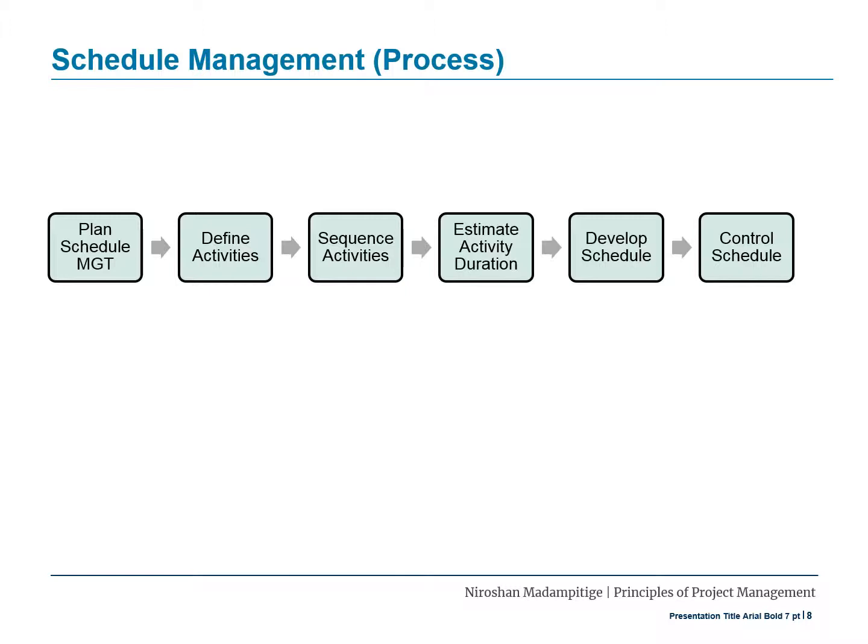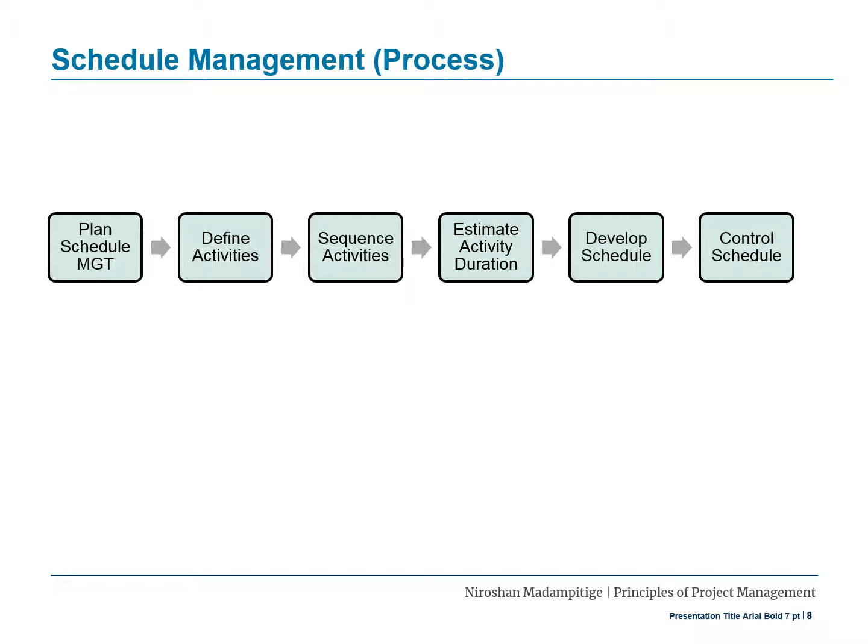The next process is define activities. Once you have a list of activities defined, the next thing is sequence activities. In the sequence activities process, you're going to list down all the activities for the given project in the right order. Also, you're going to define relationships between each and every project activity. Once you have done that and arranged them in the right relationship, the next thing is to estimate activity duration.